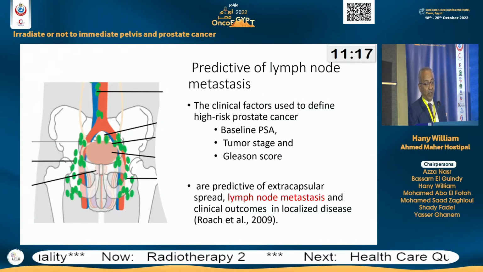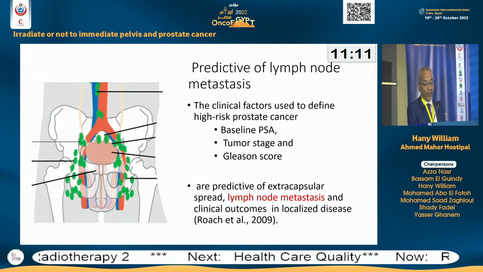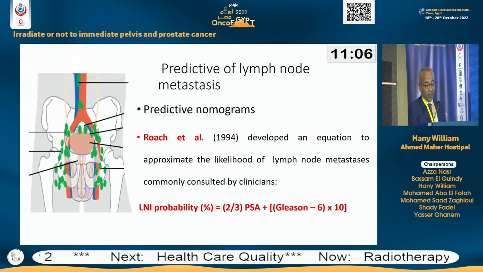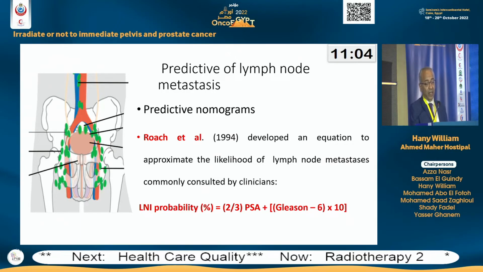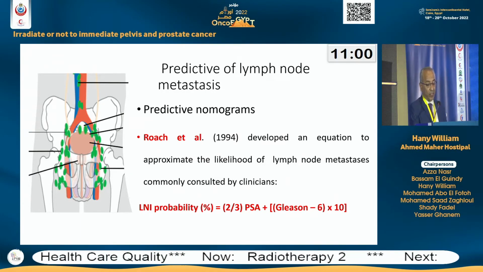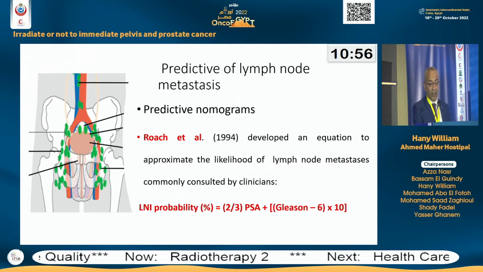But how to identify? The baseline PSA, the tumor stage, and the Gleason score are predictive of lymph node metastasis. And the Roach formula, as we know, approximates the likelihood of lymph node metastasis and is commonly calculated by the clinician. Lymph node probability equals 2/3 PSA plus (Gleason minus 6) times 10.